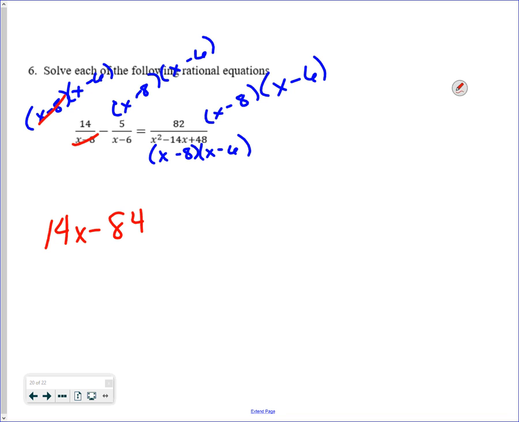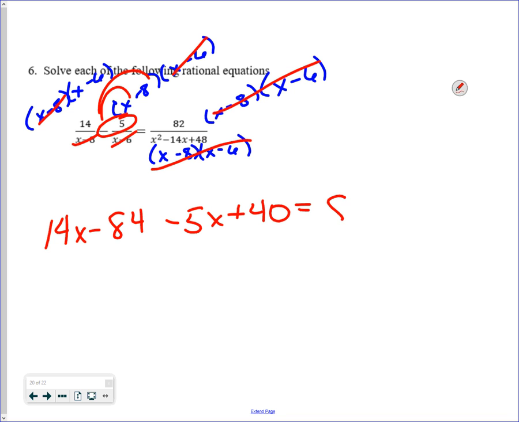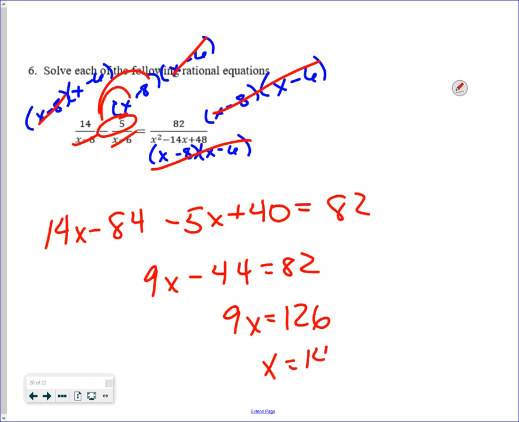In the next one, the x minus 6s cancel, leaving me with, now be very careful, negative 5 times each one of those. So we're talking about negative 5x plus 40. And in the last one, everything cancels, leaving me with just 82. Getting everything on the same side. Oh, no, I'm sorry. It's just, so combining like terms, 9x minus 44 equals 82. 9x equals 126. X would equal 14.